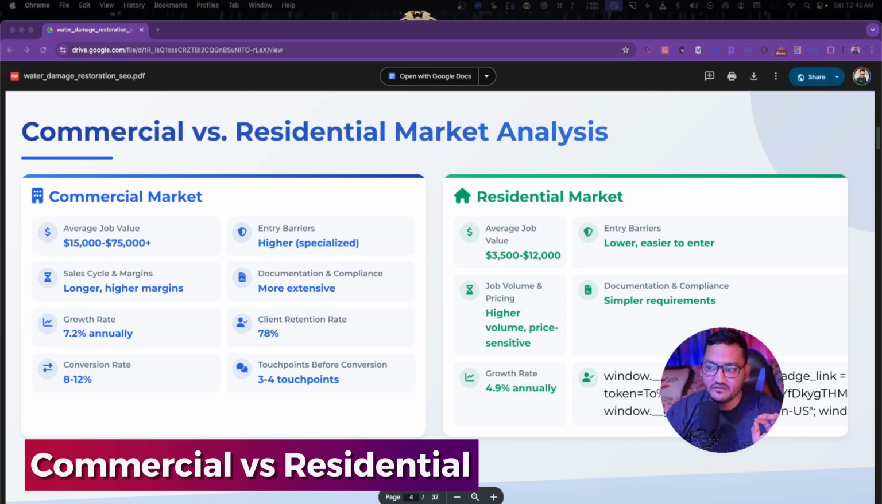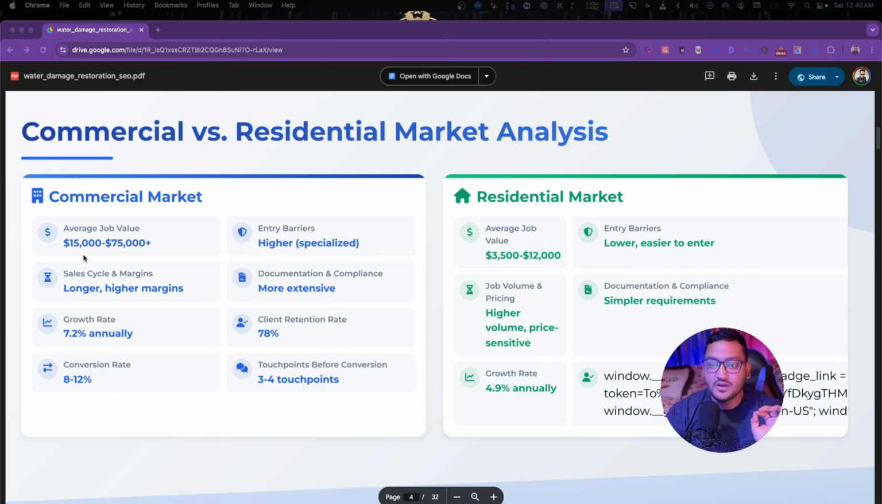Chapter 2, commercial versus residential market analysis. You need to analyze the commercial market shares and the residential market share for the service areas you are operating.